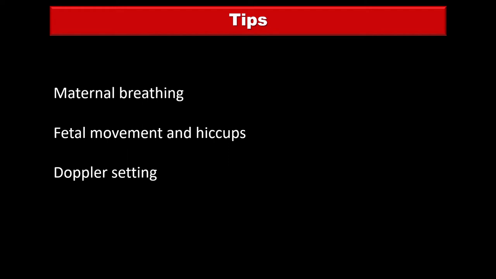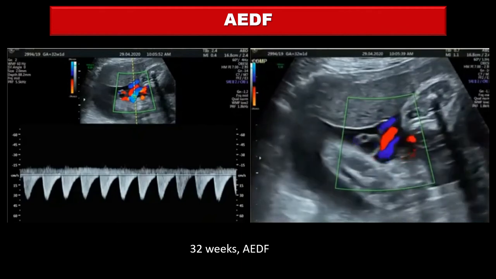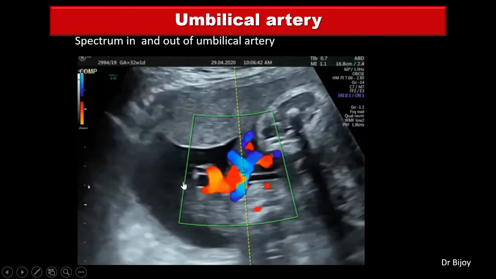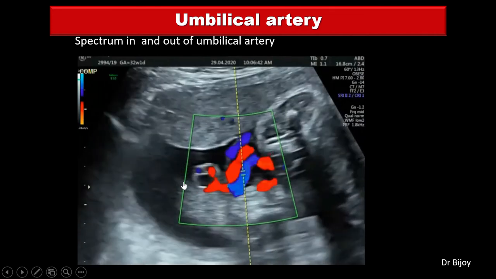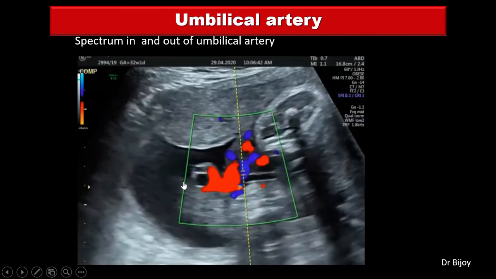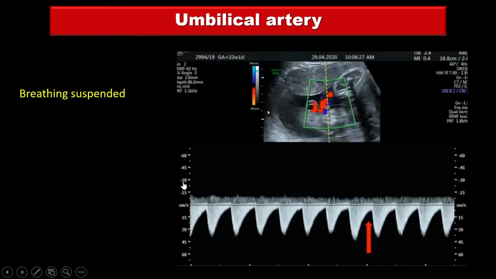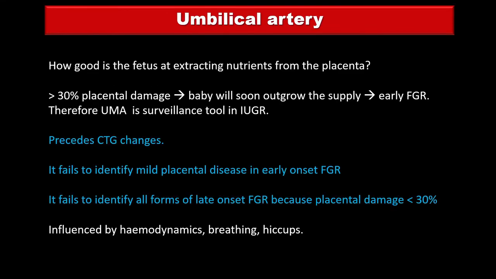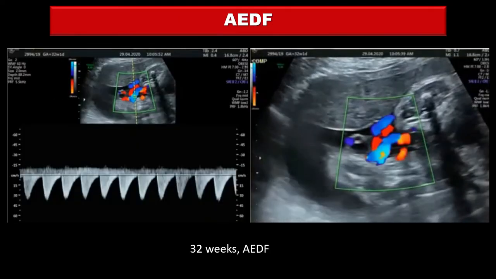And these are maternal breathing, fetal breathing and movements and hiccups, and Doppler settings. So in this patient, we see the umbilical artery Doppler is showing absent end-diastolic flow. But if we look very closely, there is maternal breathing happening and the spectrum is going in and out of the umbilical artery. And that is the reason for the absent end-diastolic flow in this case. So when we stabilize the spectrum by asking the mother to suspend breathing, there is some end-diastolic flow in this case. So it is not a case of absent diastolic flow. It is actually that there is some flow there, so it is a high resistance flow.